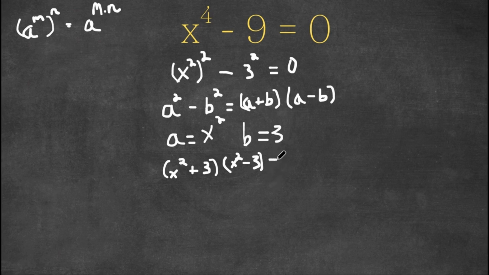So now this equals 0. And now this gives us two equations. We have x squared plus 3 equals 0 and x squared minus 3 equals 0.